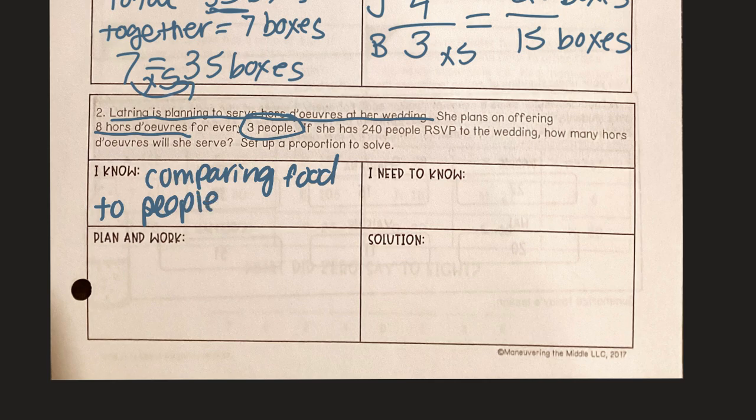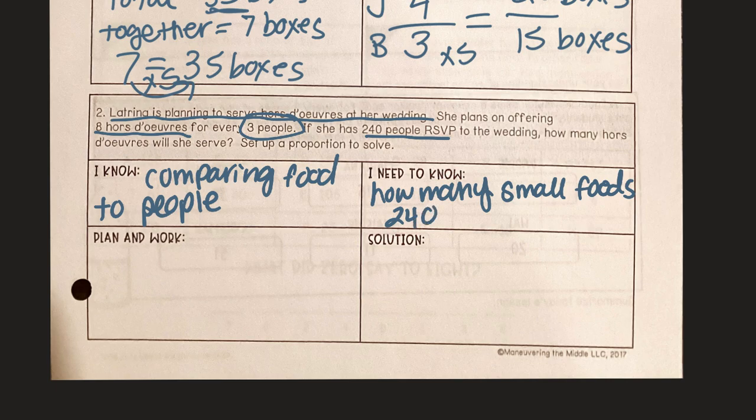Okay. What I need to know is how many hors d'oeuvres is she going to serve if 240 people RSVP to her wedding. Okay, so how many small foods, I'm going to say small foods instead of hors d'oeuvres because it's the same thing, small foods, if 240 people show up. RSVP. Okay, how many small foods if 240 people RSVP?